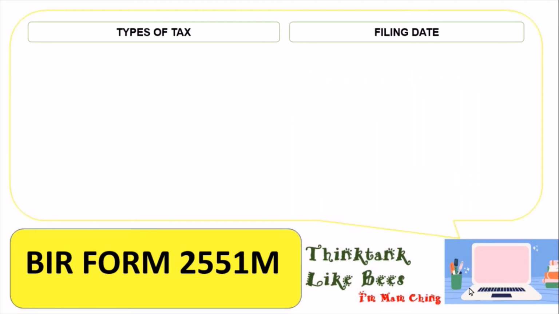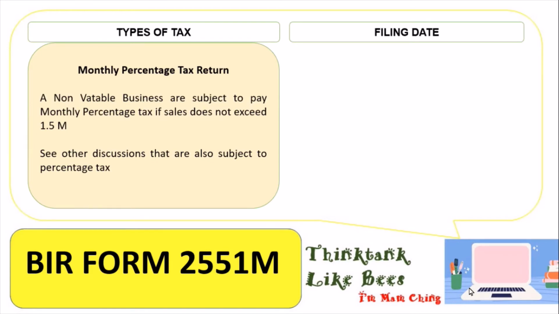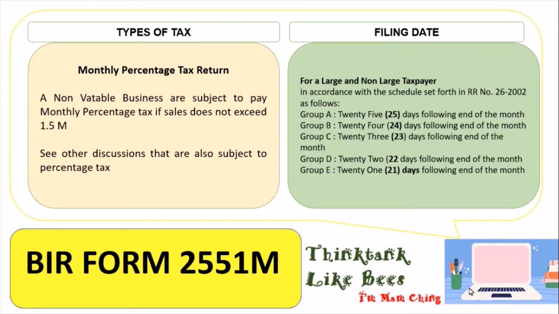This is the BIR Form 2551M. So it is the monthly percentage tax return. A non-VATable business is subject to pay monthly percentage tax if sales do not exceed 1.5 million. See other discussion of those that are also subject to percentage tax. For a large and non-large taxpayer, in accordance with the schedule set forth in RR 26/2002 as follows. So we have Group A to E, and based on the group, they can be paid on the 25th, 24th, 23rd, 22nd, or 21st day following the end of the month.